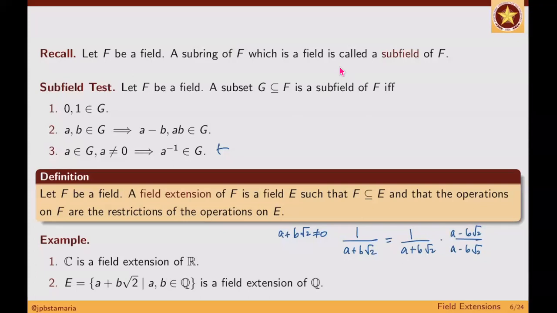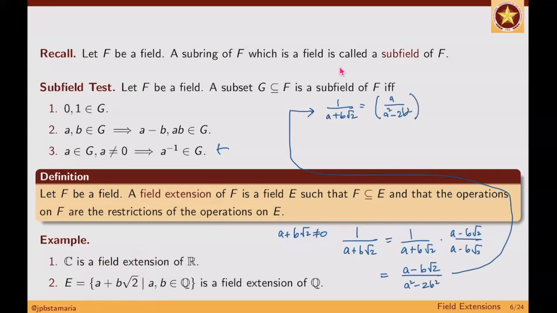Actually, ito yung proof na lahat ng mga numbers dito, basta hindi zero, may reciprocal na nandito ulit. Check mo ulit. Magiging ganyan yan, tapos a squared minus 2b squared. Yung 1 over a plus b square root of 2, magiging ano siya? A over a squared minus 2b squared plus minus b over a squared minus 2b squared square root of 2. Magiging ganyan siya pag sinimplify.